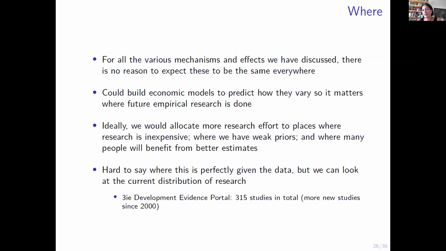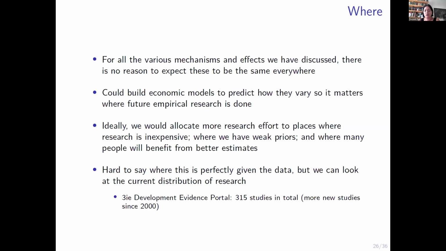Ideally, we'd like to allocate research to places where the research is not expensive, where we have weak priors or we don't know much, and where there are more people that would benefit from better estimates. It's really hard to say where this is given the data. So what I'm going to show you is really imperfect because it's not correlated with research costs. It's not what we know about weak priors. Maybe it's the closest to weak priors. And maybe a little towards people who will benefit, but again, it's not poverty rates, it's just population.